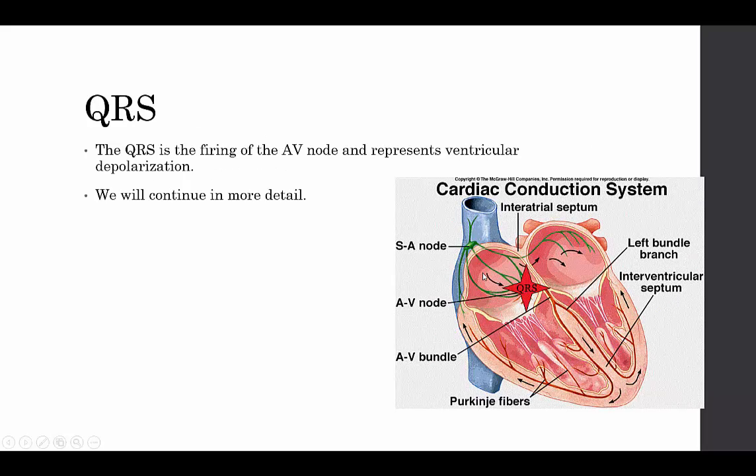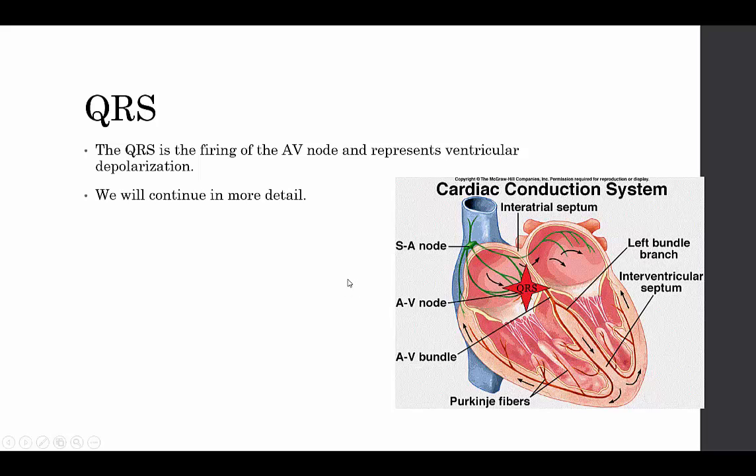So the QRS, very generally, is the firing of the AV node. We know the SA node fires, depolarizing the left and right atria. The AV node then holds the signal until they're completely depolarized and the ventricles are ready to accept the blood. Then the AV node fires, moving the electrical signal through the bundle of His, the left and right bundle branches, into the Purkinje fibers. And this is pretty much what the QRS is. It's just the depolarization of the septal wall to the ventricle walls.